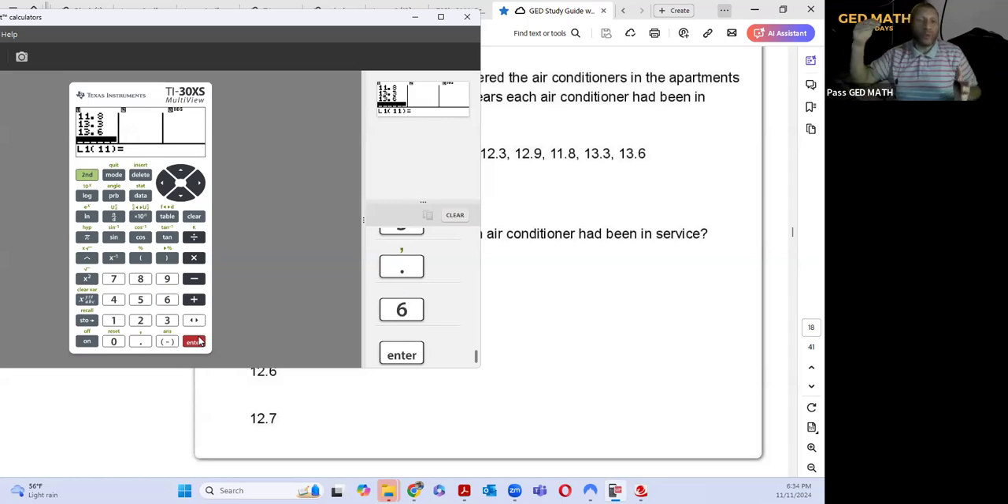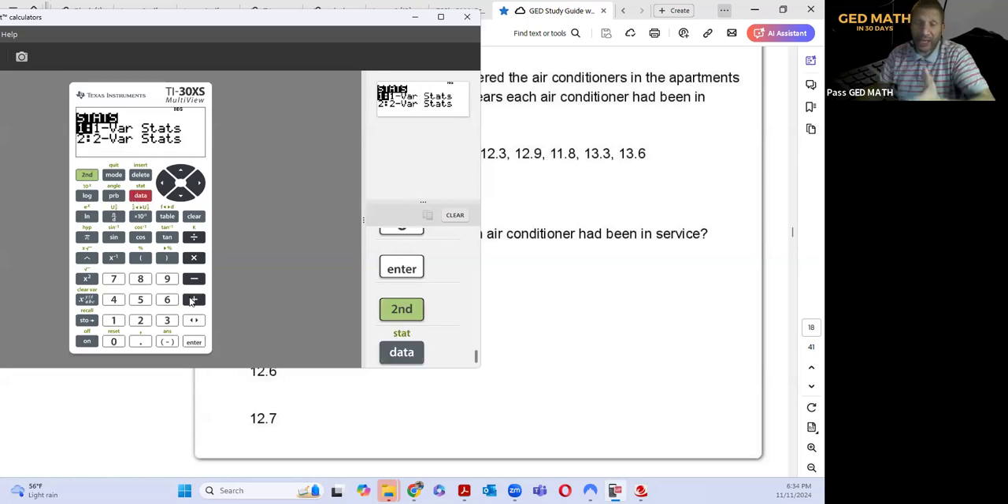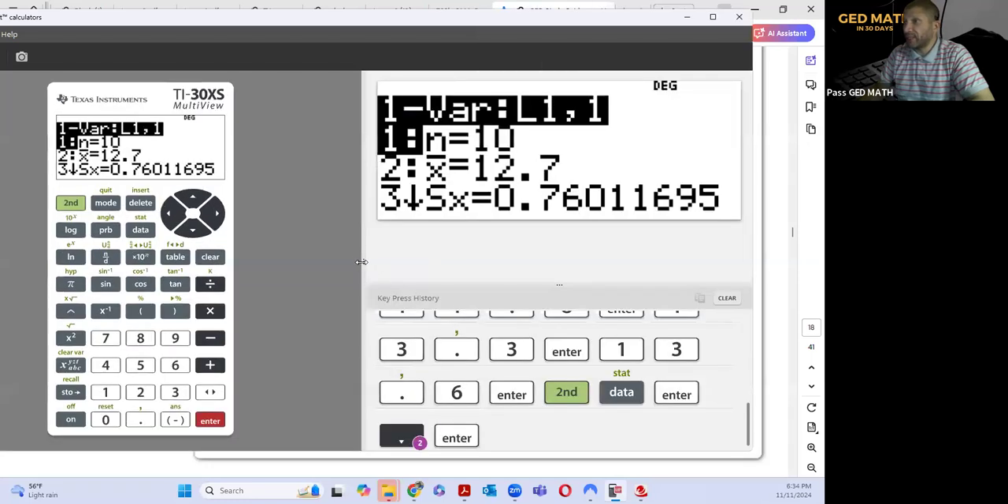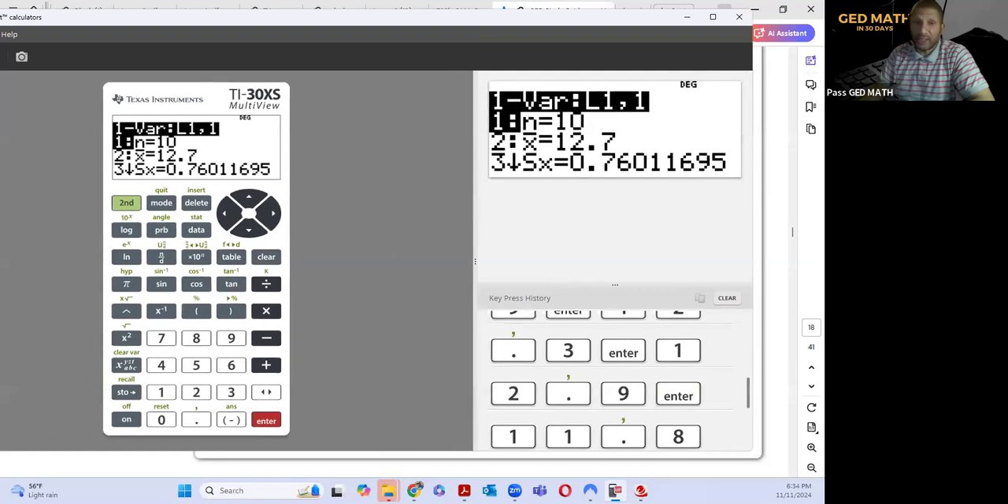All I did was go to data and input my numbers. Watch this. Second, data. We have one column, one variable. Calculate. I'm looking for MED. So, first of all, let me make this nice and big for you. This is my average right there. So my mean is 12.7. I didn't do anything.